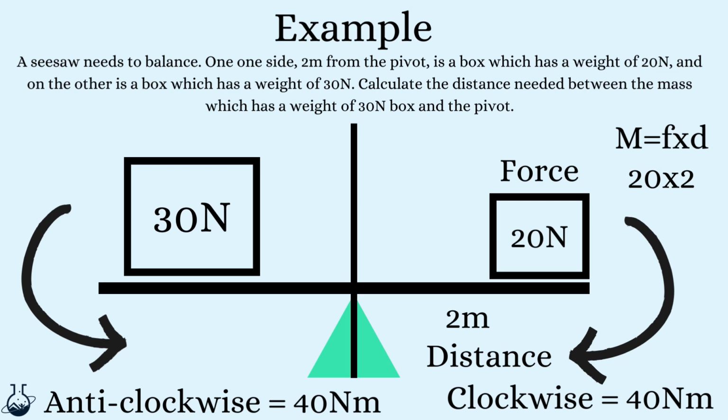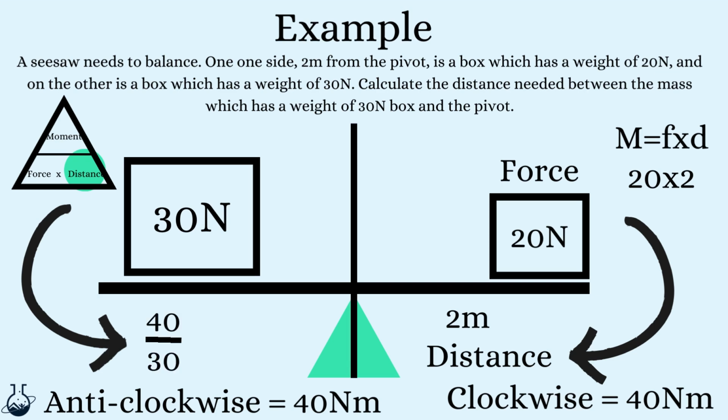So on my side of interest that I'm trying to find out, I have a force of 30 newtons and a moment of 40 newton meters. Inputting these into my rearranging triangle, I can now work out the distance it needs to be to balance. If I work from the top of the triangle to the bottom, it will give me the moment divided by the force, which is 40 divided by 30, resulting in a distance of 1.33 meters that the box needs to be from the pivot in order for the two weights to balance.